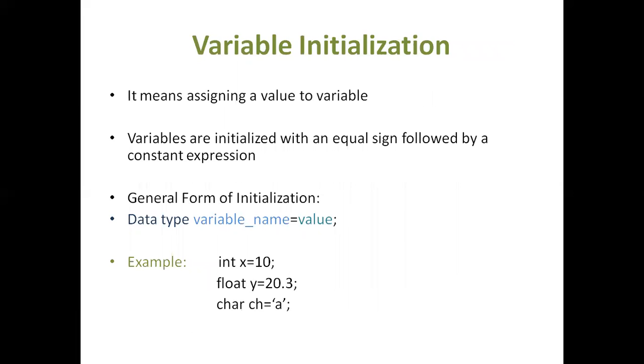Now the third topic of today's video is variable initialization, and it means that we are assigning a value to a variable. Variables are initialized with an equal sign, which is followed by the constant expression. As you can see, like the declaration, you have to write the data type, then the variable name, then put an equals sign, and then write down the value. As you can see in this example, int x equals 10. This means that the value 10 is assigned and it is initialized. Float y equals 20.3. Along with the declaration, you are giving it a value, so it becomes initialization. And char ch equals 'a'. Whenever you give a value to a character, you have to write it in single quotes. So ch is assigned the value a.